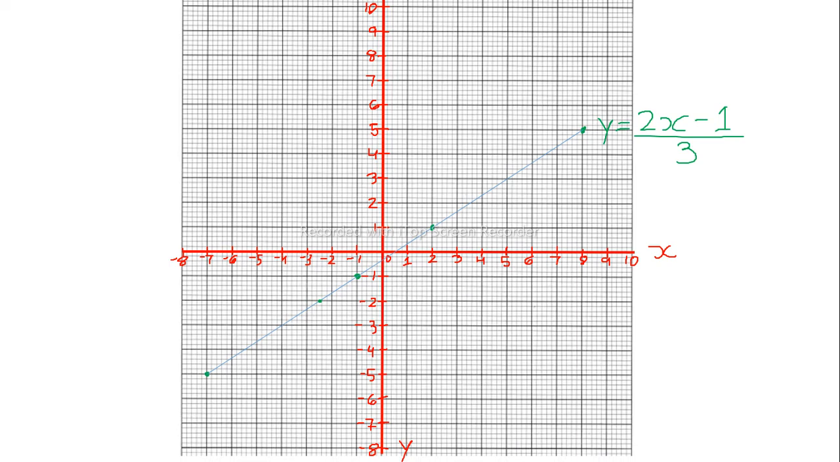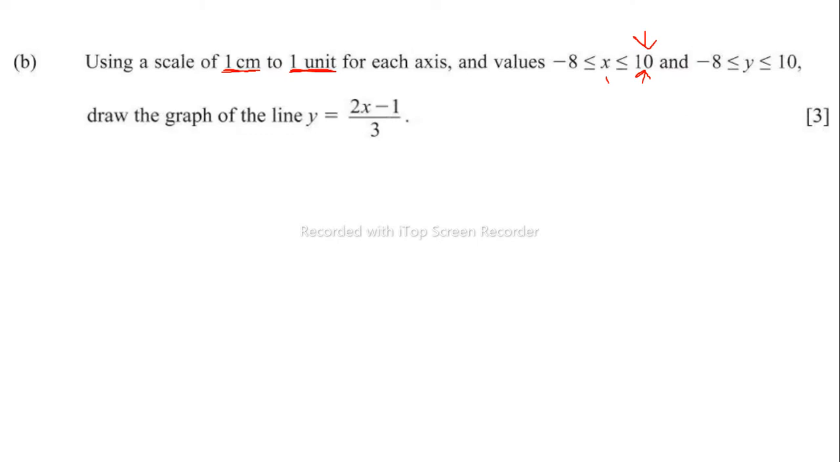Alright, so let's go back to the question. It says using a scale of 1 centimeter to 1 unit for each axis and values x between negative 8 and 10, and y between negative 8 and 10 as well.